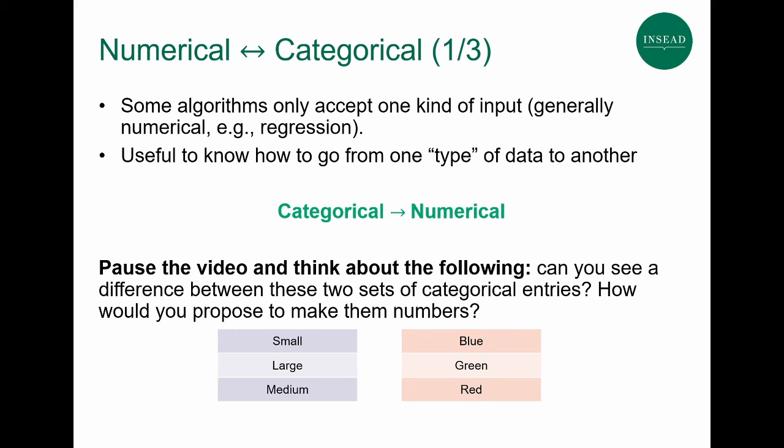So we need to pause the video and think about the following. In these two data sets, which both contain categorical features, can you see a difference between the two sets? And how would you propose to make them numbers? Think about this for a little bit, come back with an answer. And once you're done thinking about this and having the answer, play this video again.